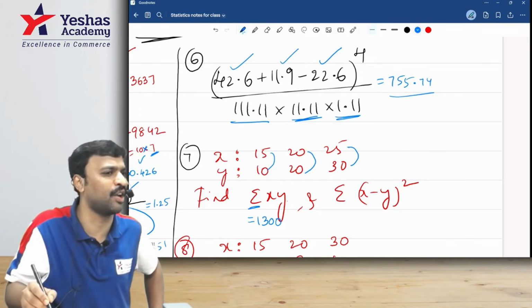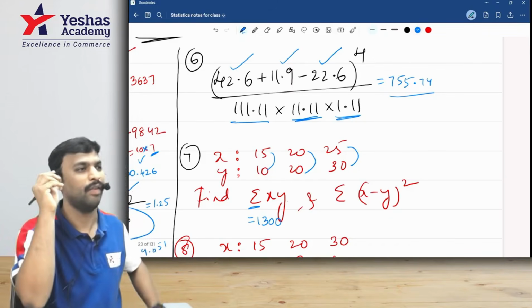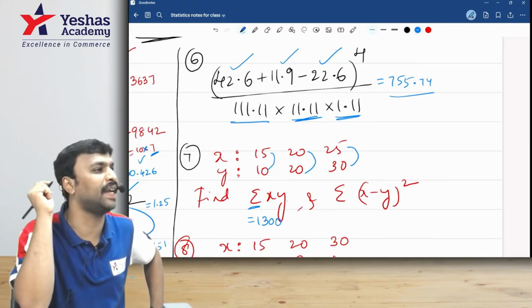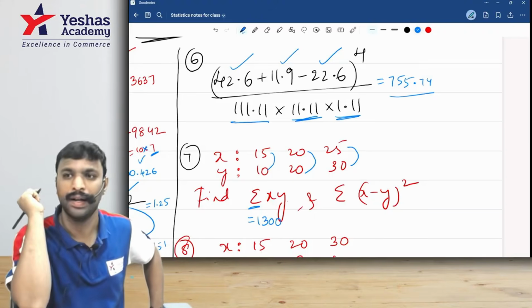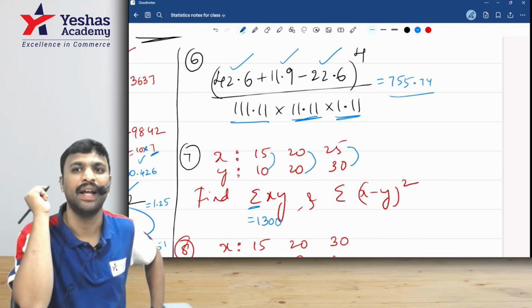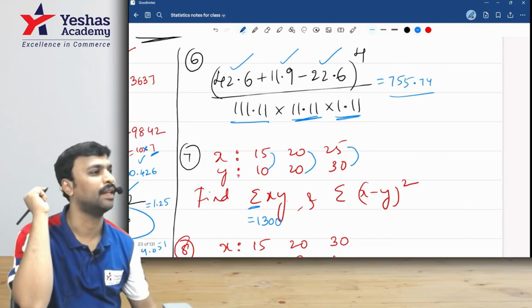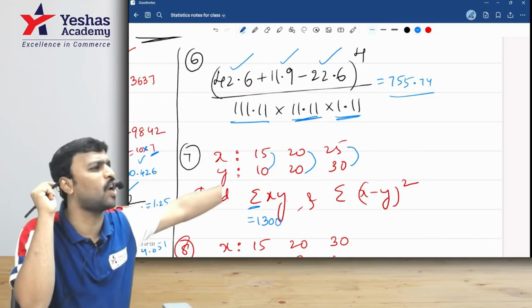Did you clear the memory? 15 into 10. M plus 20 into 20. M plus 25 into 30. M plus. Then MRC, how much it is? 1000. The same thing can be solved in one more way.